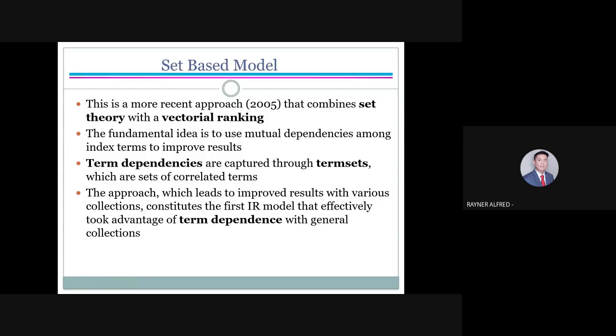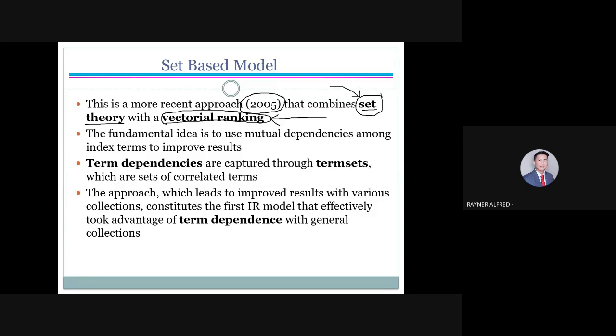Okay, so the set-based model is a more recent approach compared to the single term. It combines set theory, because we are looking at sets, and at the same time vectorial ranking. We want to rank the documents based on a set of terms that we have, meaning that we will consider more than a single term when we perform the ranking.